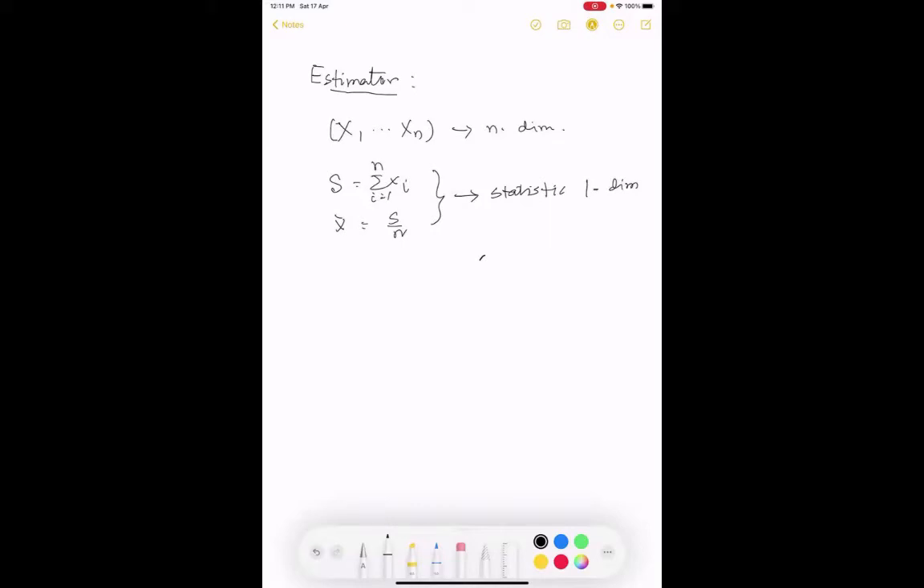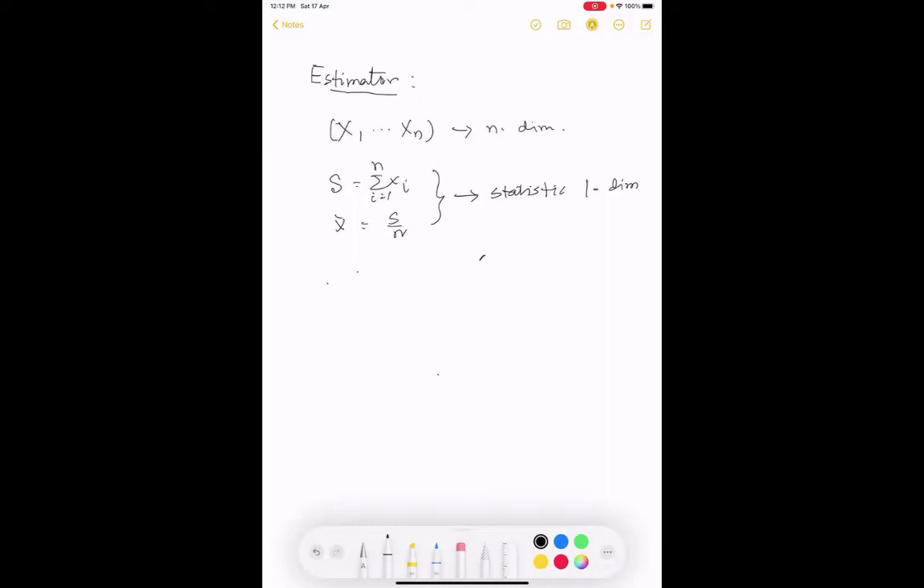And then there is a slight difference between statistic and estimator. Can anybody tell me what is the difference between statistic and estimator? It's a subtle difference. Estimators are a subset of statistics. So you are saying estimators are also statistics, yes, but all statistics are not estimators. But what makes a statistic an estimator? They estimate population parameters. Correct.